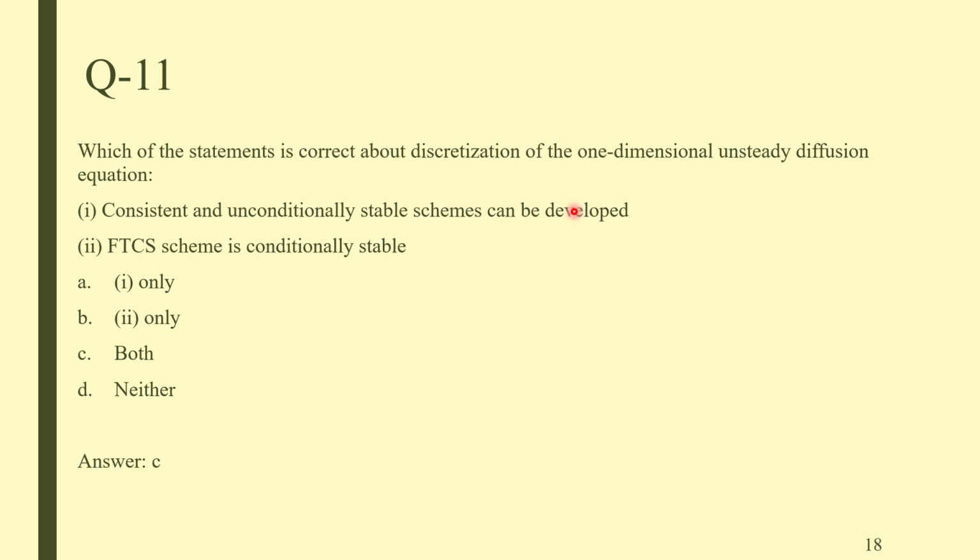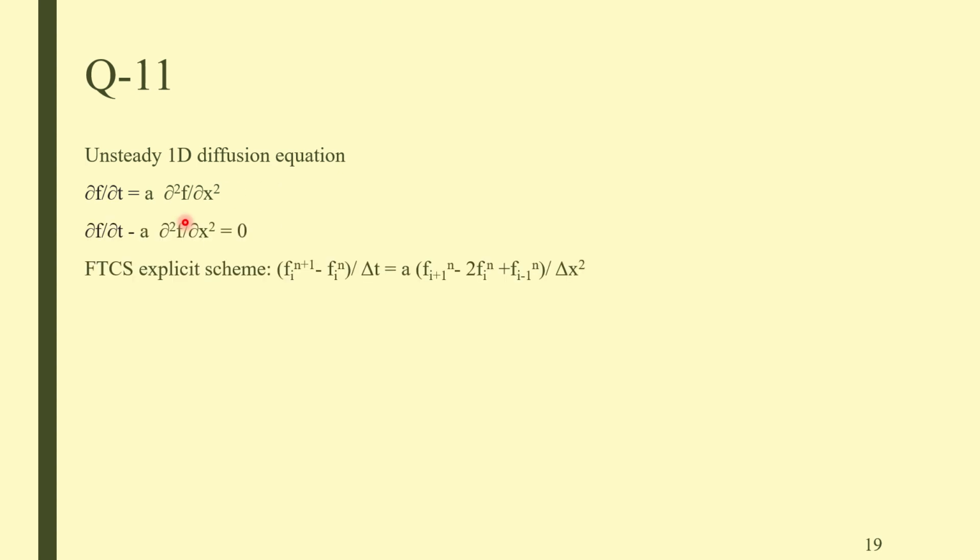But forward time and central space we are using for discretizing the one-dimensional unsteady diffusion equation. So we can get an unconditionally stable solution, but the FTCS scheme is conditionally stable. That's just what we are saying. FTCS is conditionally stable, but on the other hand we can develop unconditionally stable schemes also. We'll see how. First, the unsteady one-dimensional diffusion equation is given by ∂f/∂t equal to a times ∂²f/∂x², and we are just taking it.